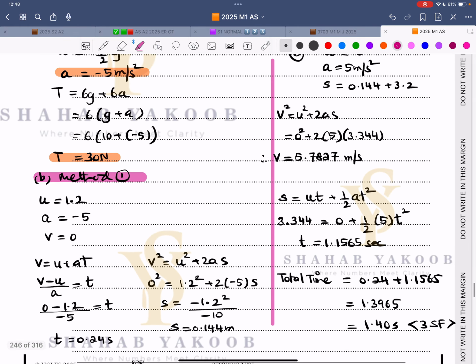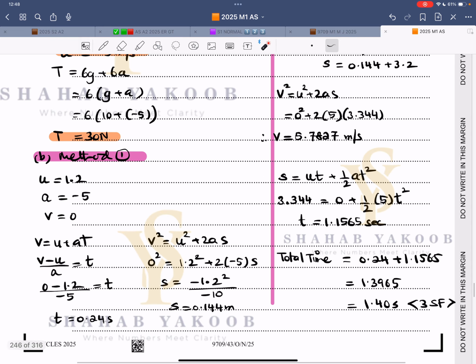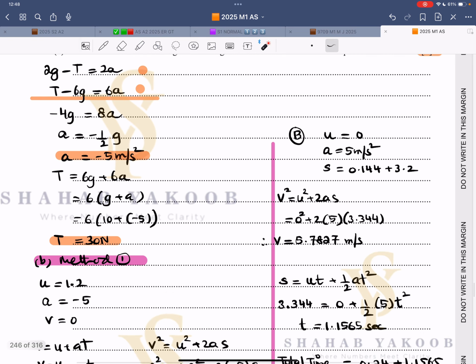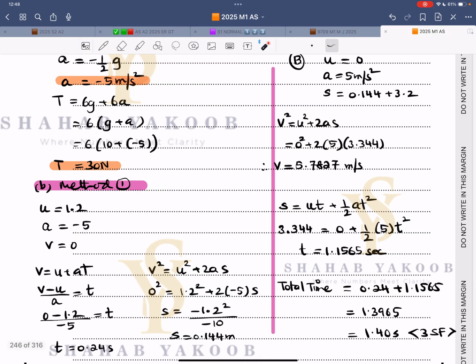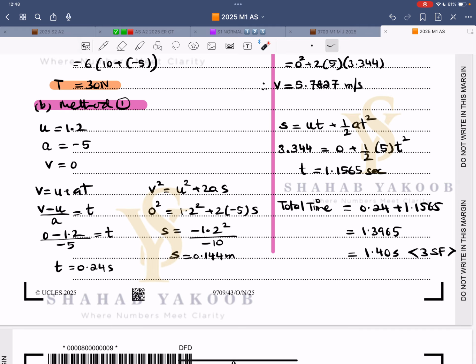So now the first thing, what I'm doing is this thing. This is method 1 that I've written. U is 1.2. That is, I have evaluated this thing. It was pushed with the speed, right? It says over here, U is 1.2, and acceleration is -5. Final velocity is 0. Let me find the time that it takes, 0.24 seconds. Let me find the distance that it travels, that is 0.144.